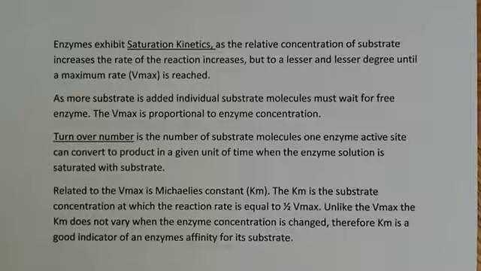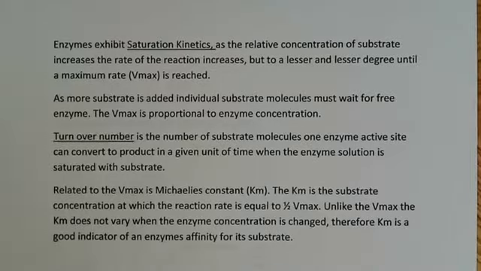I mean, this is just basic chemistry here. You add more substrate, the reaction rate is going to increase initially. But what happens is, as time goes on, more and more substrate is added. Individual substrate molecules must wait for the free enzyme. So there becomes like a backup. There are not enough enzyme molecules to keep up with all of the substrate. Hence, it's saturated. And the Vmax is then proportional to the enzyme concentration.